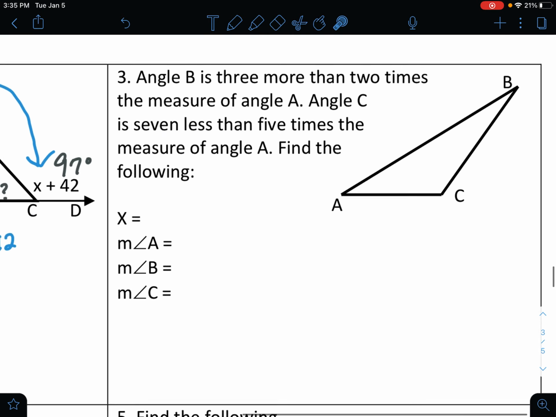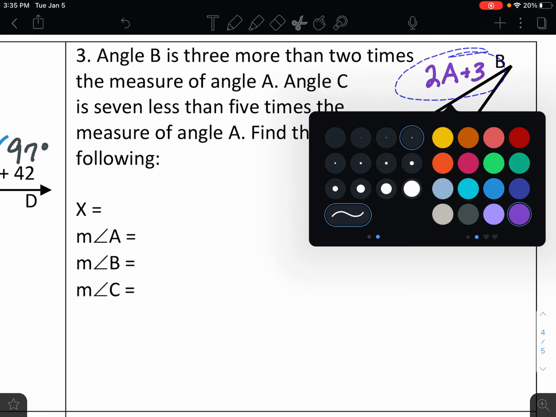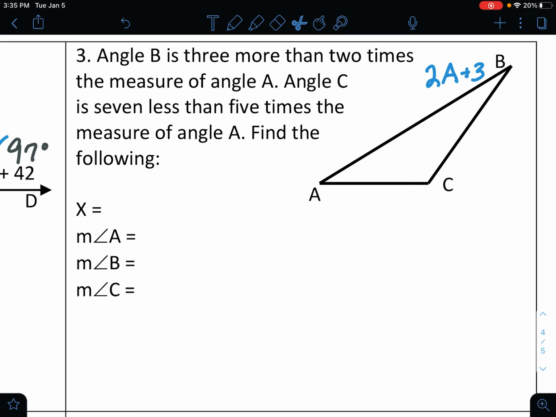All right, number 3. Angle B is 3 more than 2 times the measure of angle A. And then we have angle C, which is 7 less, so that's minus 7, then 5 times the measure of angle A. So 5 times A, take away 7. And then we need to find A. Of course, this is just A.